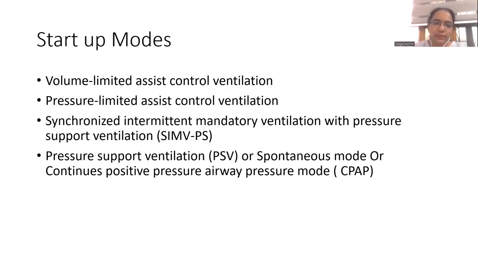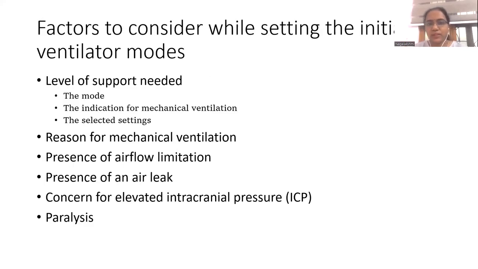The last one, that is the pressure support ventilation or a spontaneous mode, can also serve as a weaning mode. So factors to consider while we set up the initial ventilator parameters are the level of support needed, whether the patient needs full or partial ventilatory support, whether the patient can trigger their own breath, and what is the indication, the pathophysiology of the disease. And if there is any airflow limitation like asthma, or presence of air leak as in bronchopleural fistula, or if there is a neurotrauma which has a concern for elevated intracranial pressure.